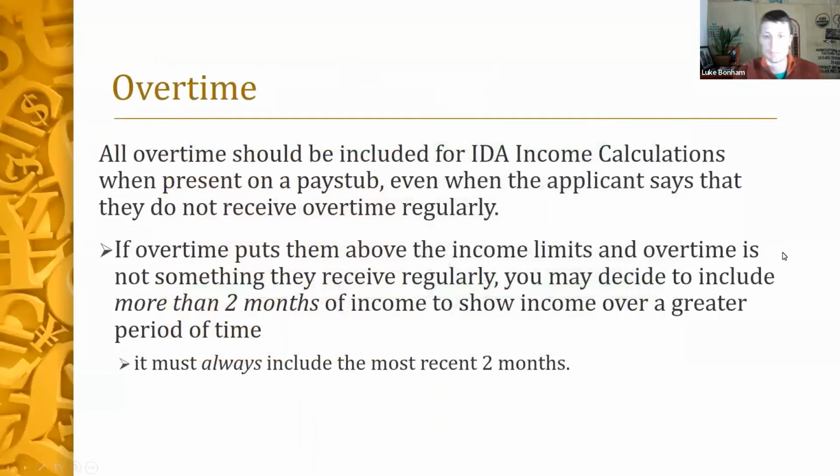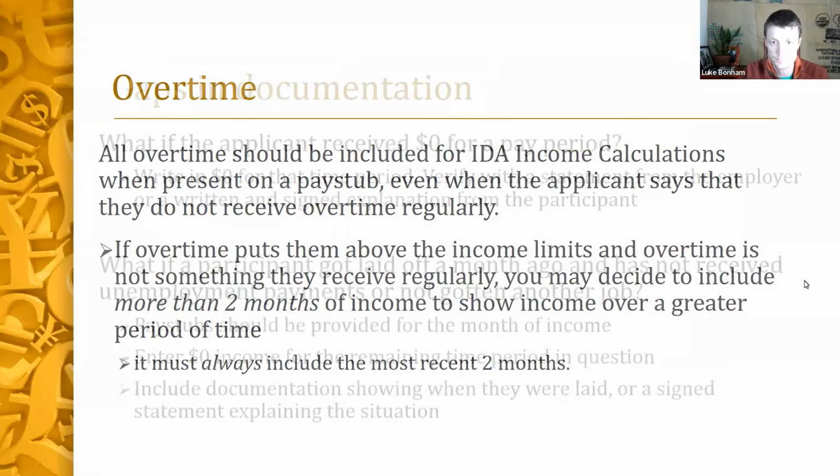All overtime income should be included for IDA income calculations when present on a pay stub, even when the applicant says that they do not receive overtime regularly. If overtime puts them above the income limits, and overtime is not something they get regularly, you may decide to include more than 2 months of income to show income over a greater period of time, but it must always also include the most recent months.